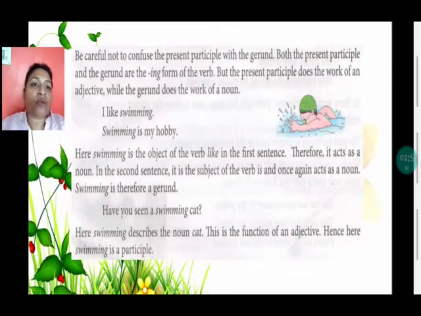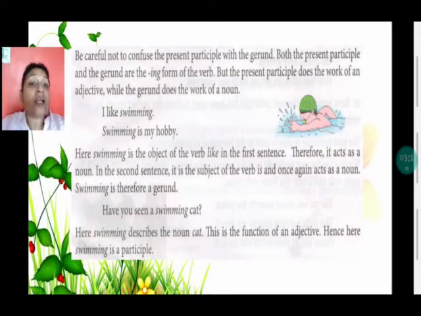Be careful not to confuse the present participle with gerund. You know, gerund also has got ing at the end. But gerund acts as a noun and participle acts as an adjective. Both the present participle and the gerund are the ing form of verb. But the present participle does the work of an adjective.